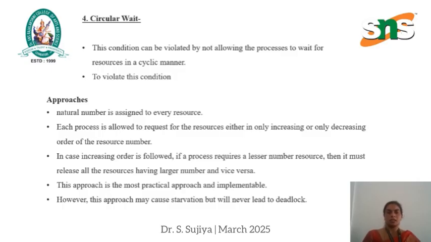If increasing order is followed and the process requires a lower-numbered resource, then it must release all the resources having larger numbers, and vice versa. This is the most practical approach and it is implementable. However, this approach may cause starvation but will never lead to deadlock. Starvation is one of the limitations of this circular wait approach to preventing deadlock.